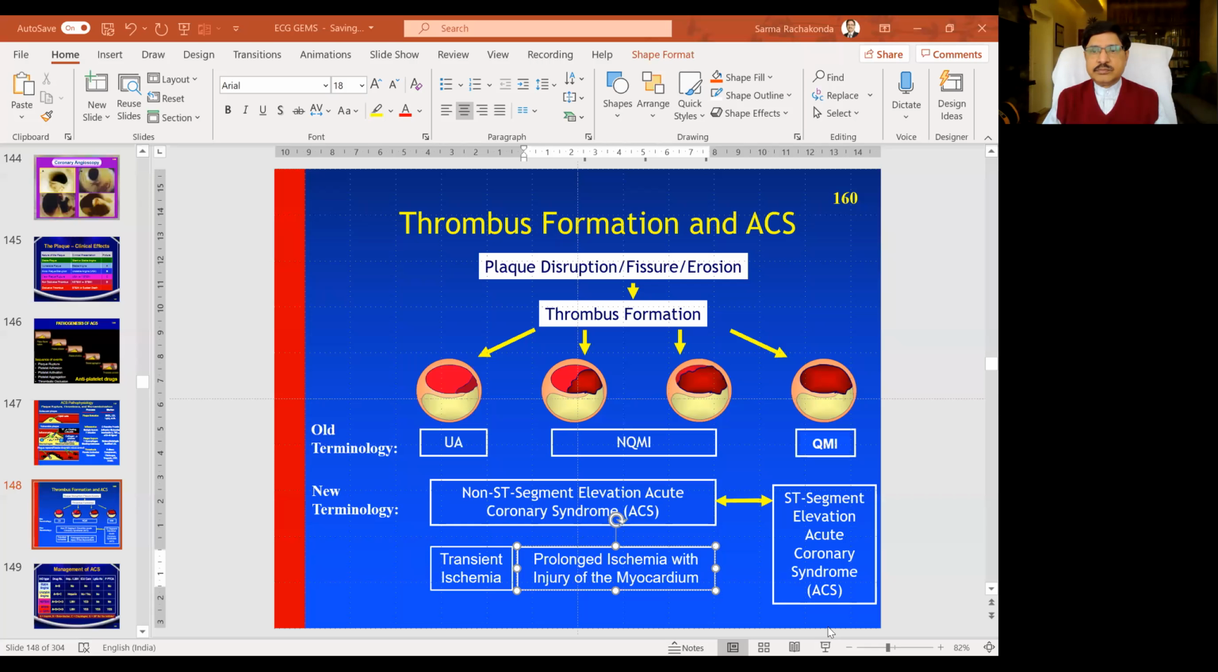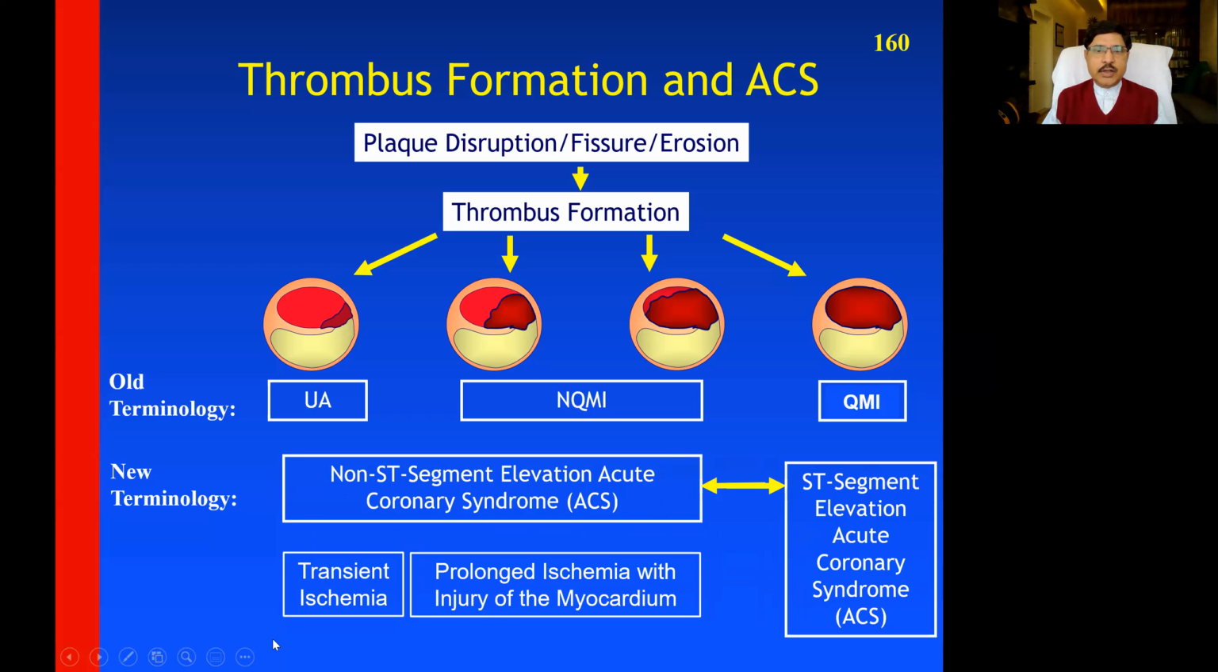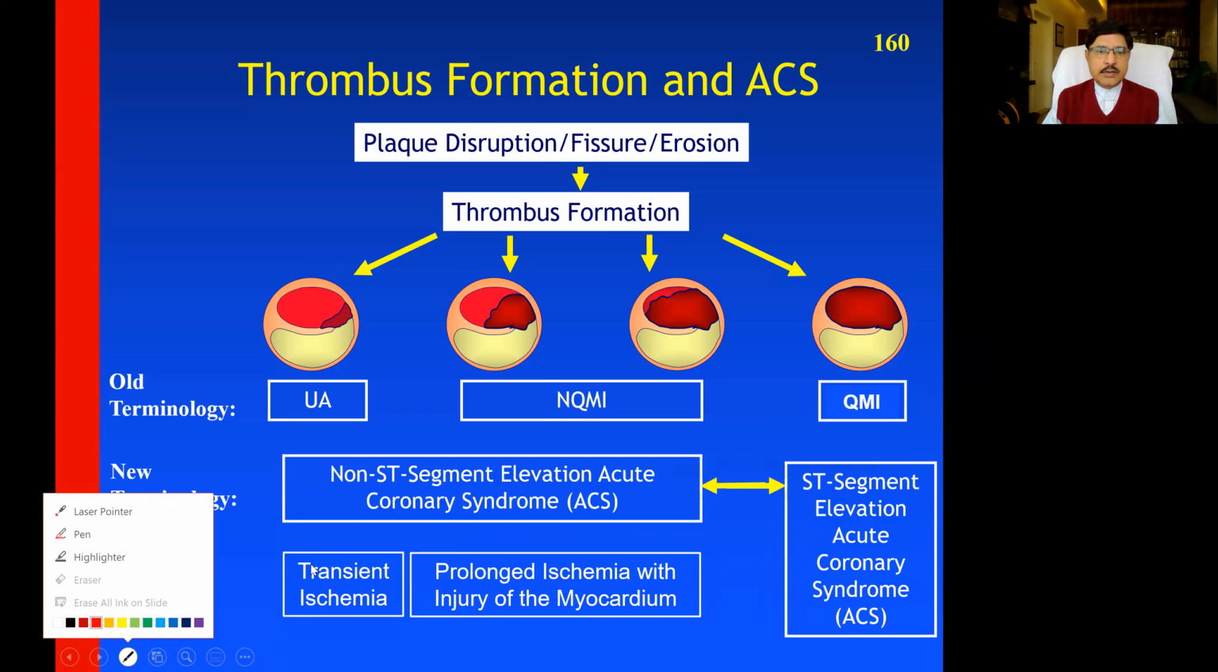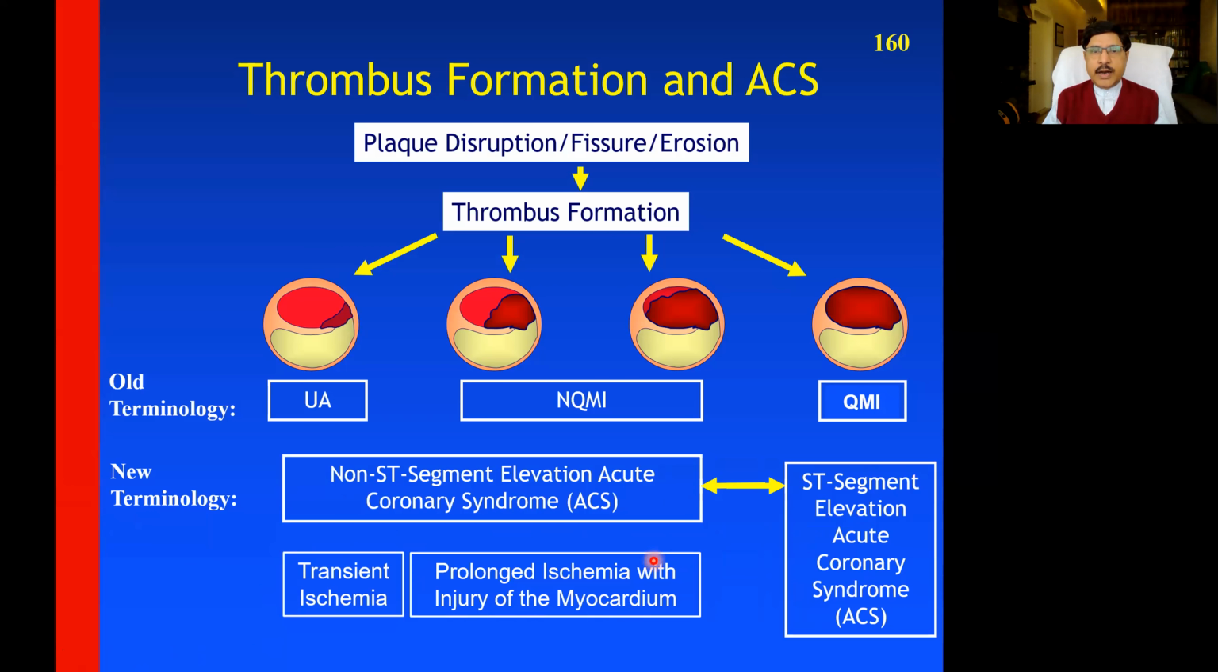Okay, the prolonged ischemia with injury of the myocardium. This is only ischemia here, and there is injury added here. You have ST segment depression, very classically seen, which will not return to normal, and enzymes are elevated. Here, there is ST segment elevation acute coronary syndrome, which is completely transmural, and enzymes of course are elevated.